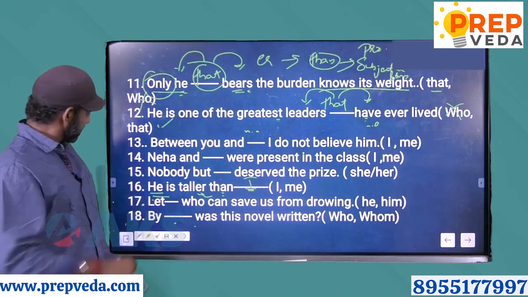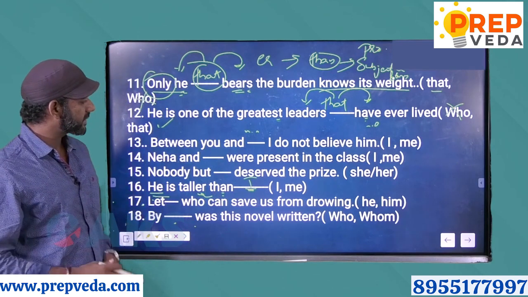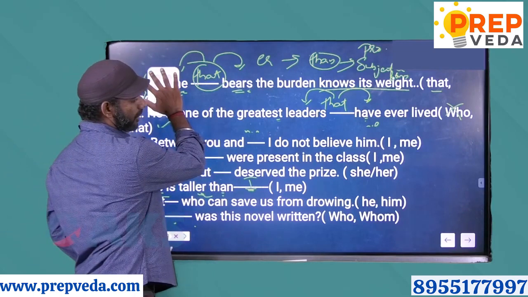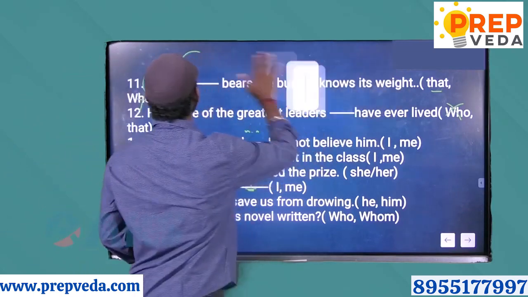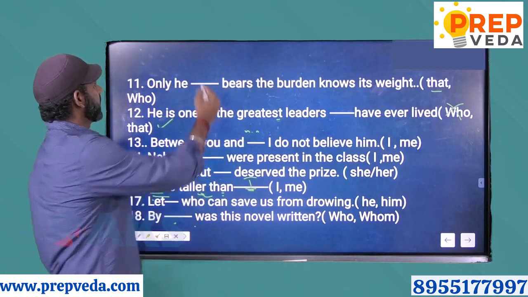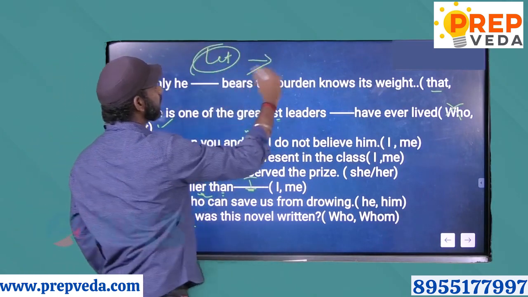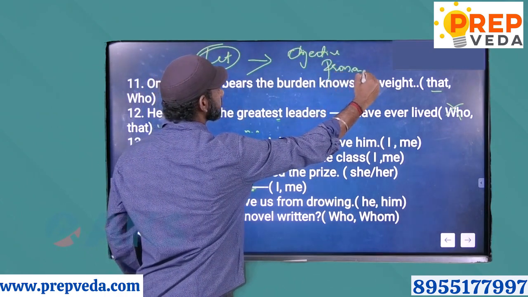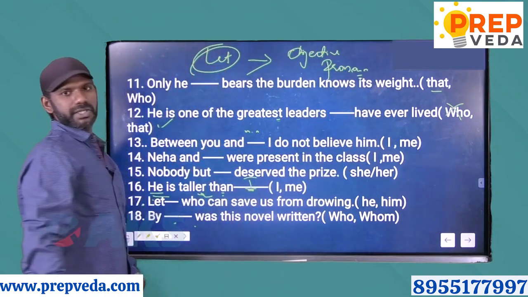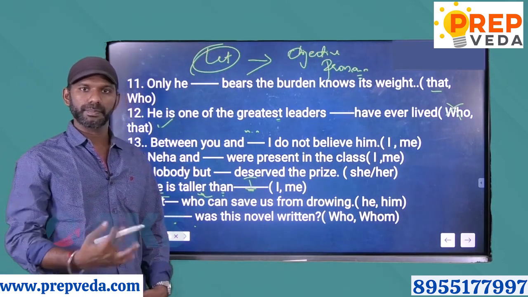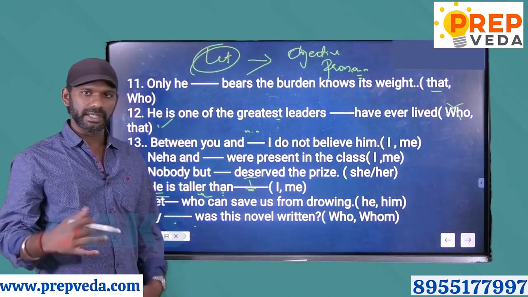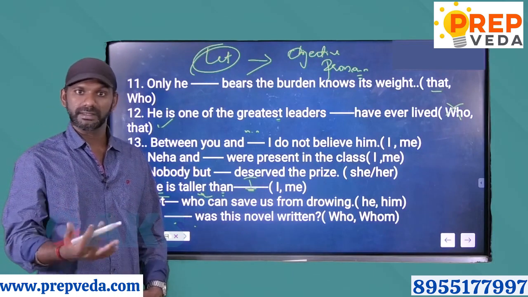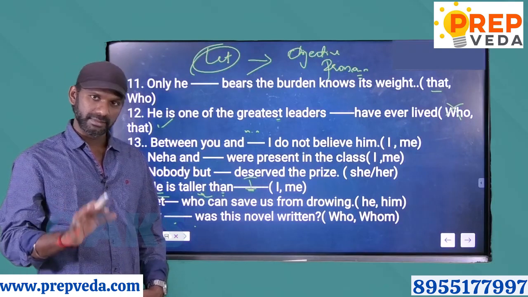Come on, next one. Let dash who can save us from this drowning, save us from drowning. The options are he and him. We have gone for this rule as well. Let will be followed by an objective pronoun. Like, let me sit here. Me is an objective pronoun. Let him go there. Him is an objective pronoun. Let her come. Her is objective. Let them play. Them is objective. Let us go. Us is objective.